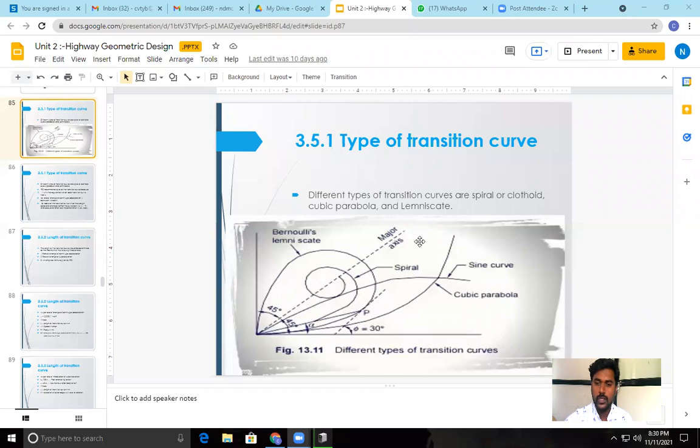We have seen this curve in the last lecture. I told that the spiral curve is the ideal curve considered as a transition curve.